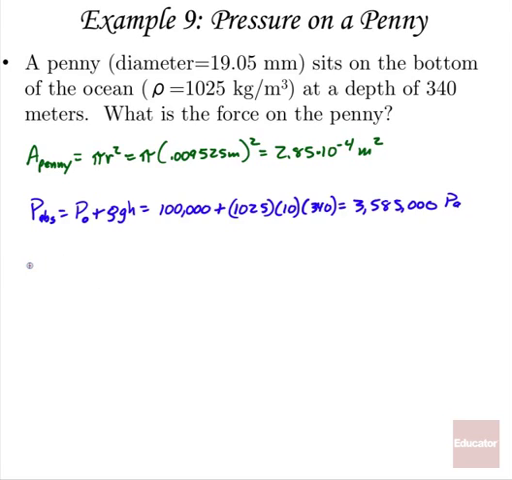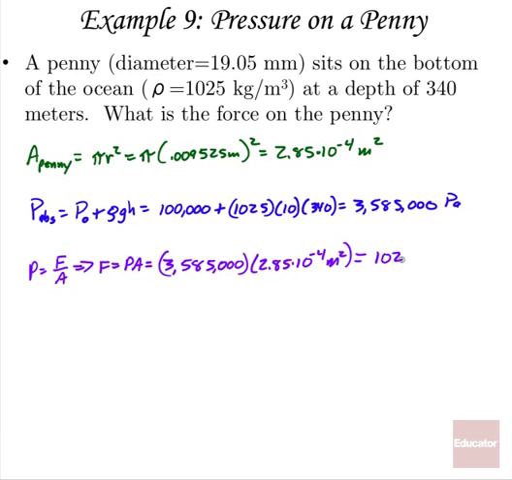Now to find the force, if pressure equals force over area, then that means force equals pressure times area, or 3,585,000 pascals times our area of 2.85 times 10 to the minus 4 square meters, for a force of about 1,022 newtons. Quite a force on a little penny.